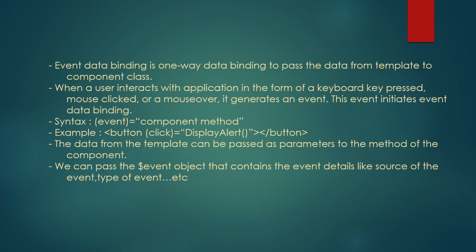If you want to use event binding, we need to specify that event within parentheses, then an equal to sign, and within double quotes, we need to write the component method. When that specific event is raised, that specific method of the component class will be called. Suppose I want to use the click event of a button, then you have to write click within parentheses, equal to the component class method.